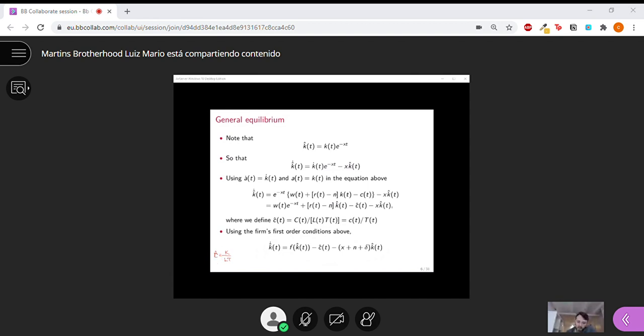So that's why we want to write all the equations, the law of motion of capital and the optimality conditions for the two types of agents, in terms of these hat variables, because this is the variable that is going to be constant in steady state, okay? And this is the law of motion of capital, and it takes into account X, N, and delta, okay?